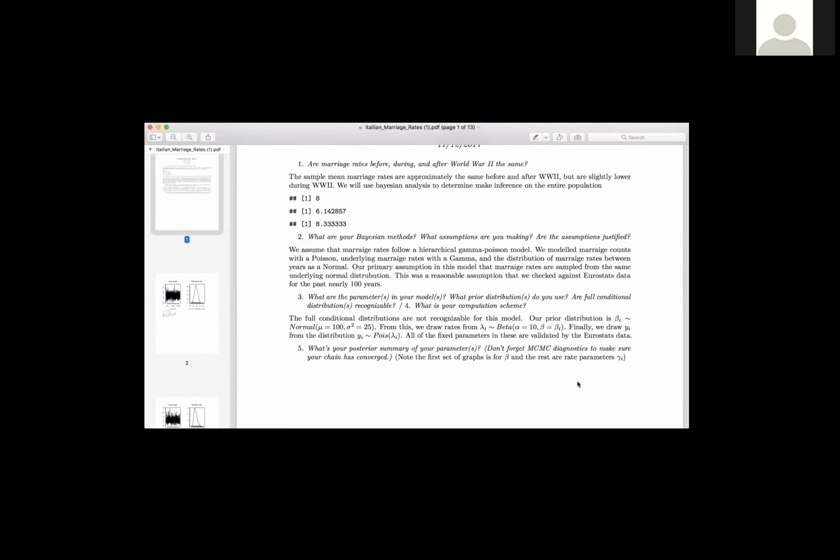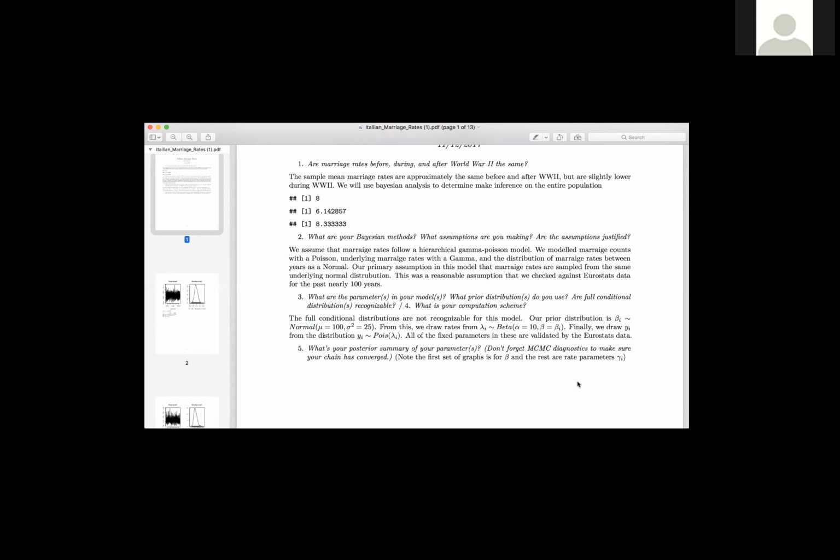Yeah. So the data model is Poisson. We drew the rate parameter for the Poisson from a gamma. And then we counted each year as its own group, and then we pulled the rate for each year from a normal. Okay, so I guess this is the biggest different one across the board.